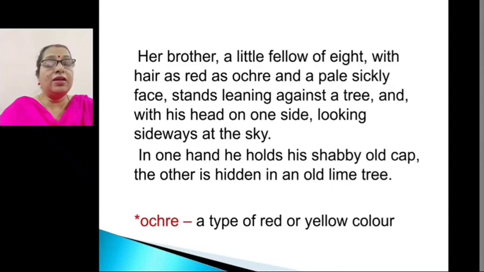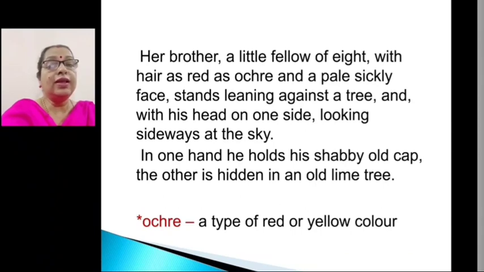Her brother, a little fellow of 8 with hair as red as ochre and a pale, sickly face, stands leaning against a tree and with his head on one side looking sideways at the sky. On one hand he holds his shabby old cap, the other is hidden in an old lime tree. Ochre, a type of red or yellow color.